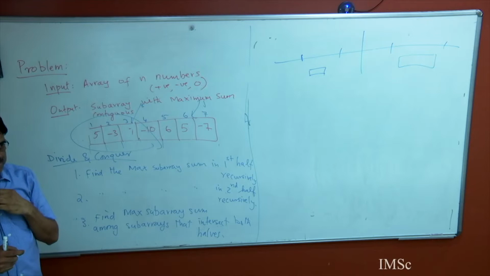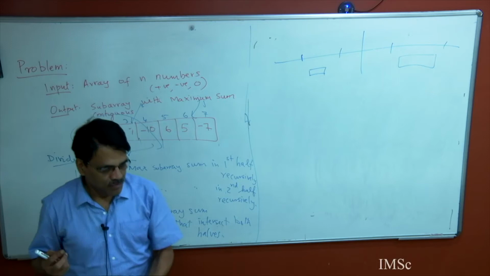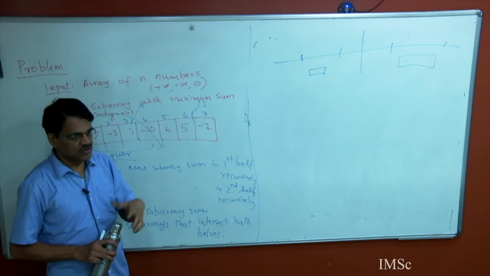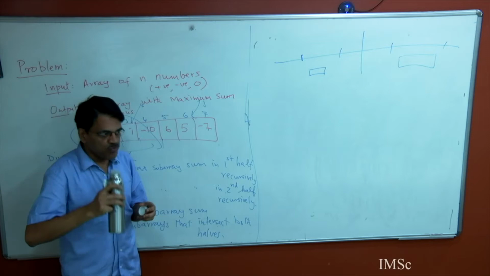Yeah, asymptotically, how many subarrays are there? And how many possible choices for i? How many choices for j? So, how many possible subarrays are there? So, you have n square such choices.